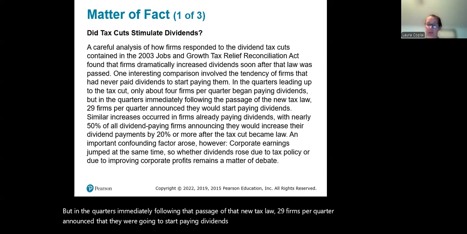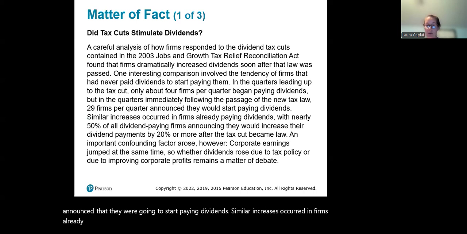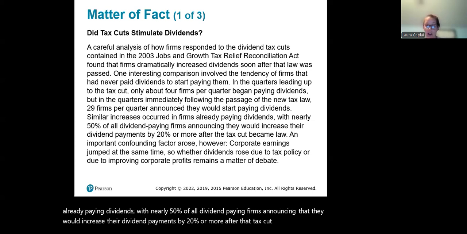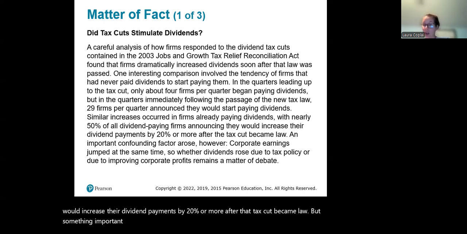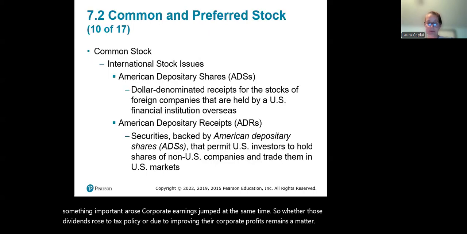Similar increases occurred in firms already paying dividends, with nearly 50% of all dividend-paying firms announcing that they would increase their dividend payments by 20% or more after that tax cut became law. But something important arose. Corporate earnings jumped at the same time, so whether those dividends rose due to tax policy or due to improving corporate profits remains a matter of debate.